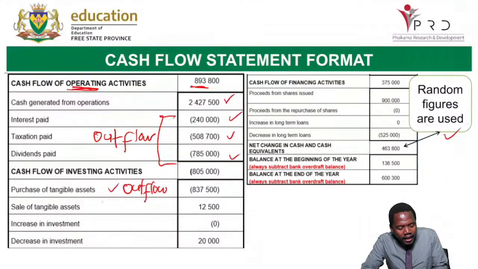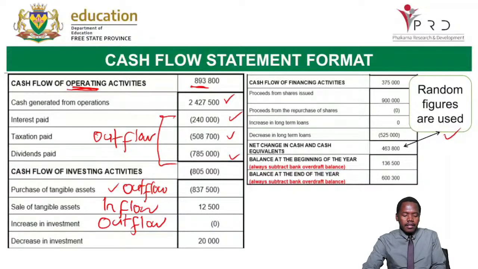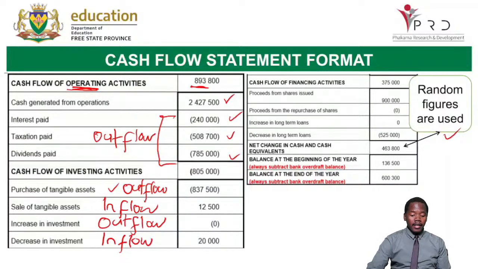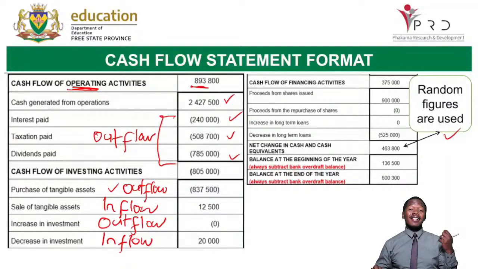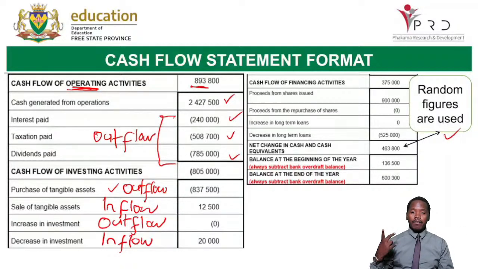Now, the sale will always be an inflow, and then the increase in investment will always be an outflow, and then the decrease will always be an inflow. Okay, so this one is outflow, inflow, outflow, inflow. Now these are just some of the figures. For the increase in investment, it's 0, because for some businesses, they will either decrease their investment or increase their investment if they only have one investment.